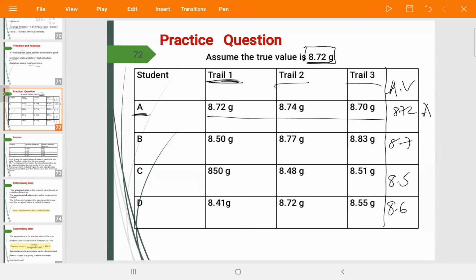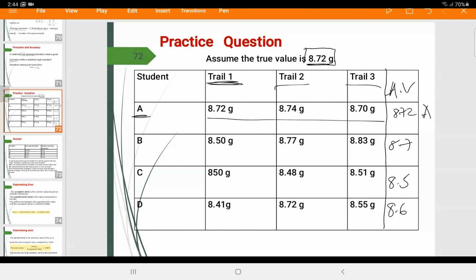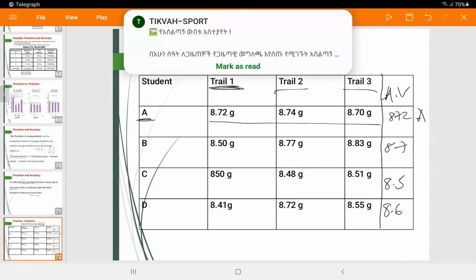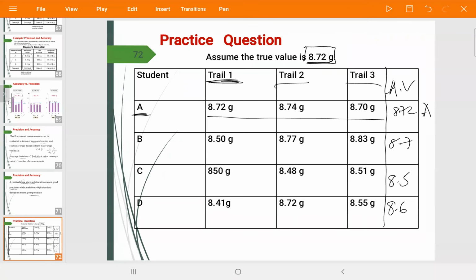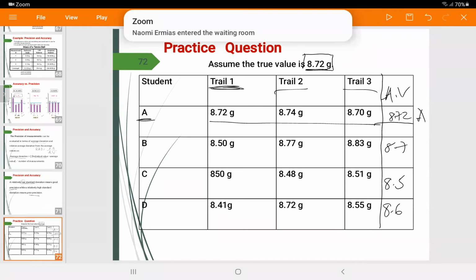Excellent. Now, to see which value is precise, we have to calculate the average deviation or relative average deviation. You don't have to calculate relative deviation unless you have the same values for average deviation, okay? So now let us calculate the average deviation. Remember, average deviation is obtained simply by deducting the average from the individual values.